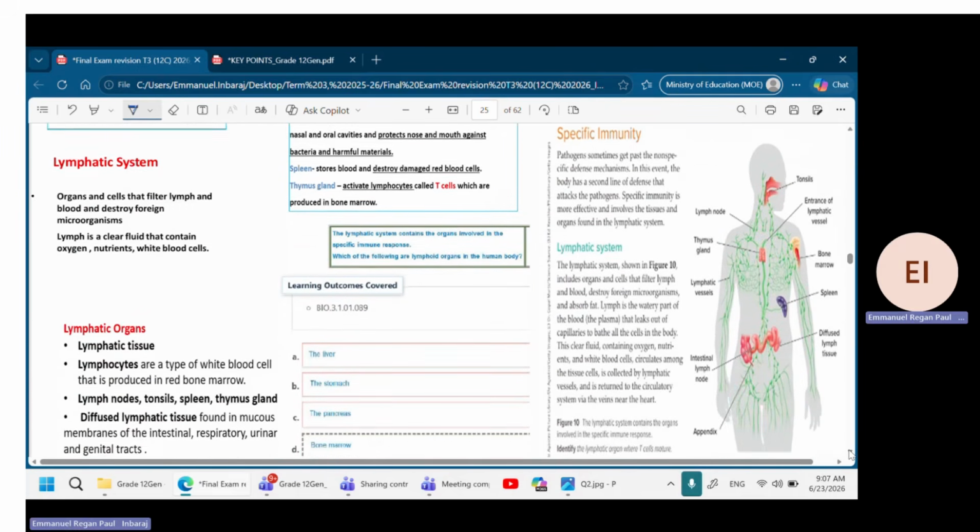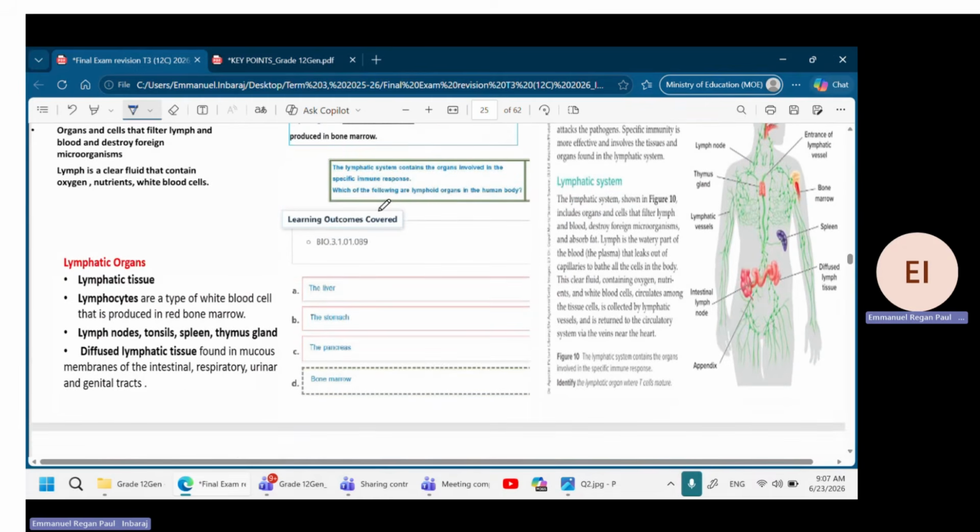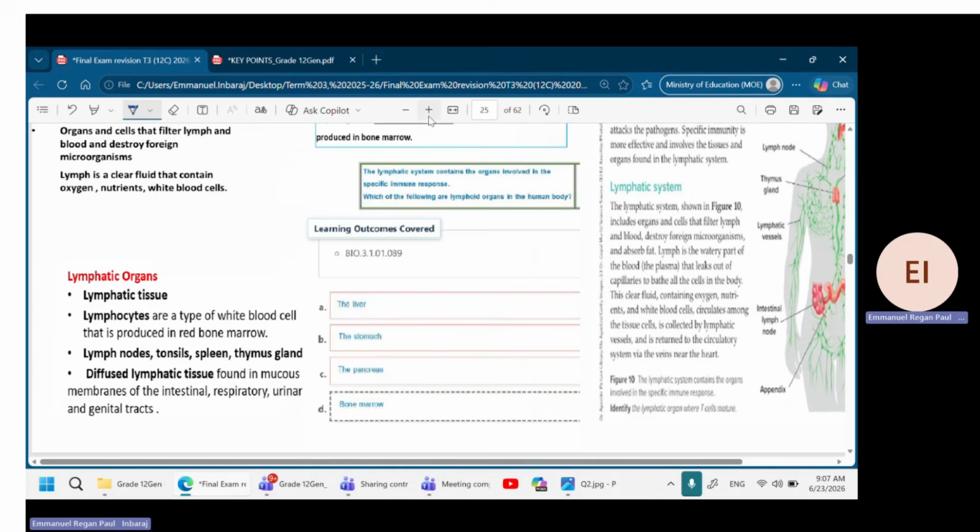Let me take a question here. See, this is one of the questions that has come in the past paper. The lymphatic system contains organs involved in specific immune response. Which of the following is a lymphoid organ? Liver, did we study liver here? No. Stomach? No. Pancreas? No. So you have bone marrow. You studied about bone marrow. Yes. So that is your answer.